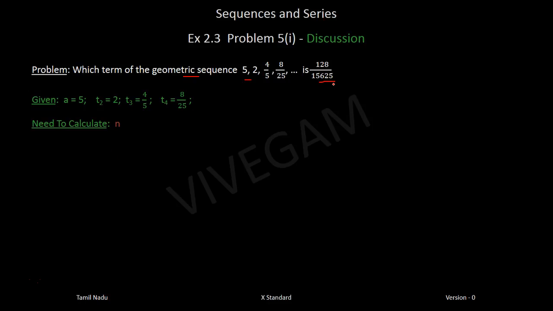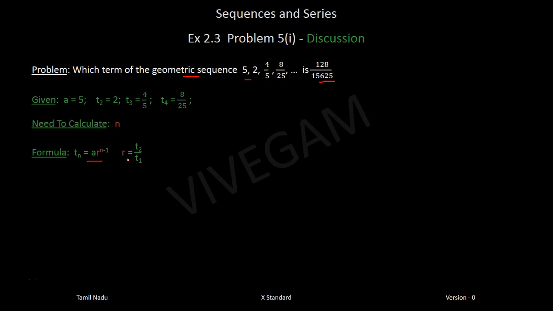Now let's list out the formula. We know the formula for Tn, that is Tn equal to a r to the power of n minus 1. Tn is given here, Tn is 128/15,625. A is known, but we cannot use this equation as of now because there are two unknowns. R is not known, n is not known. So n cannot be calculated unless we find out r.